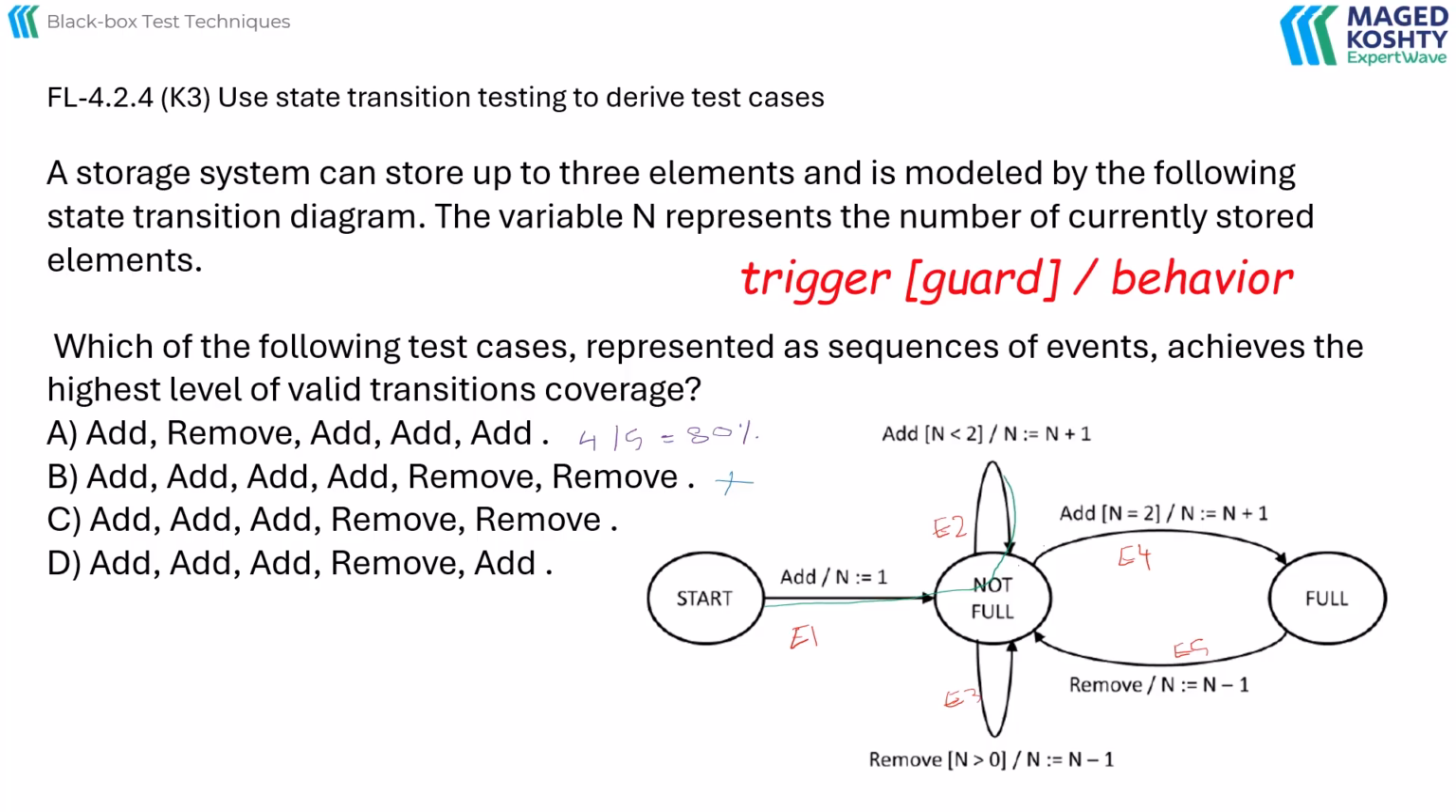Test C: add, add, add, remove, remove can be interpreted as E1, E2, E4, E5, E3. So it covers 5 out of 5 valid transitions, achieving 100% valid transitions coverage. D: add, add, add, remove, add can be executed as E1, E2, E4, E5, E4, so it covers 4 out of 5 valid transitions, achieving 80% valid transitions coverage. Correct answer is C.